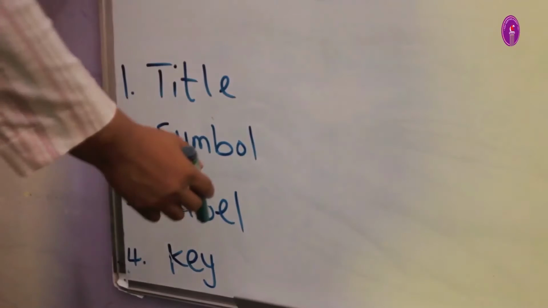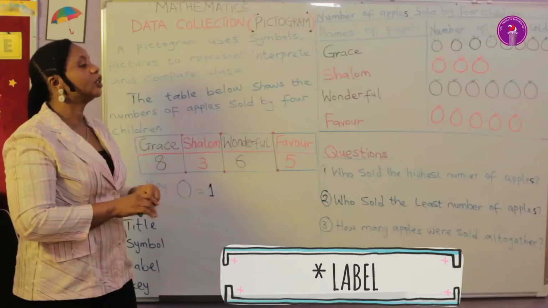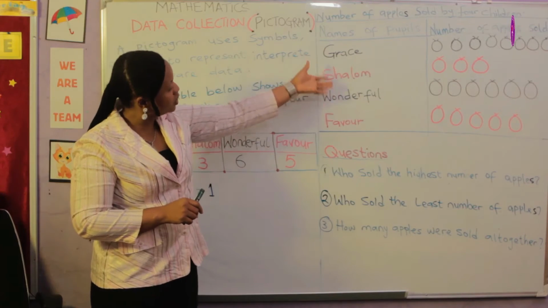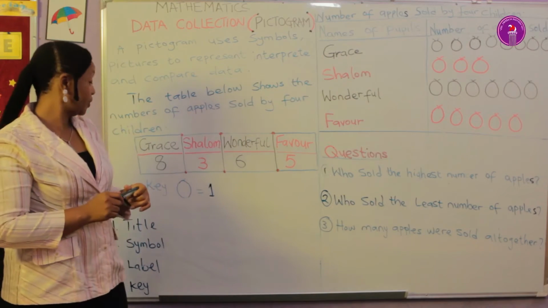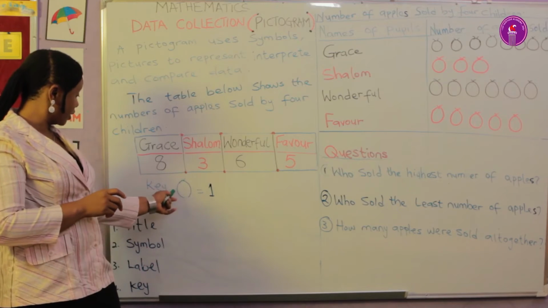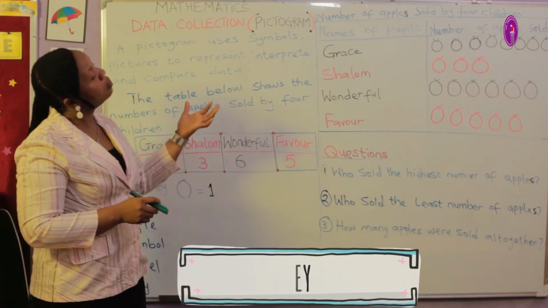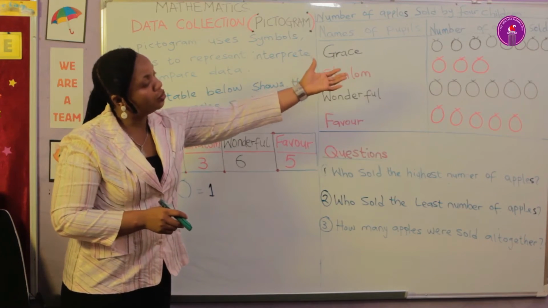It should also have a label. The label tells you what kind of data is shown. It should also have a key. The key tells you how much each symbol represents.